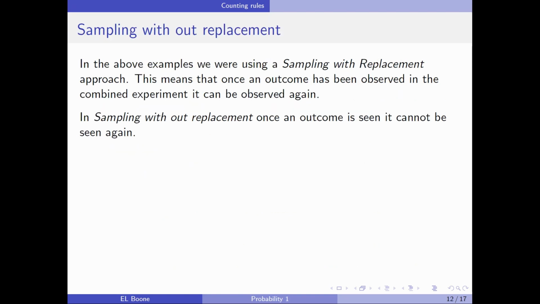Okay? Now, this was with sampling with replacement. Means every time we ran across a new letter, we could use the letter again. It didn't matter. But sometimes you can't use the outcome again. So once you've used it, you can't do it again. And here's a simple example.